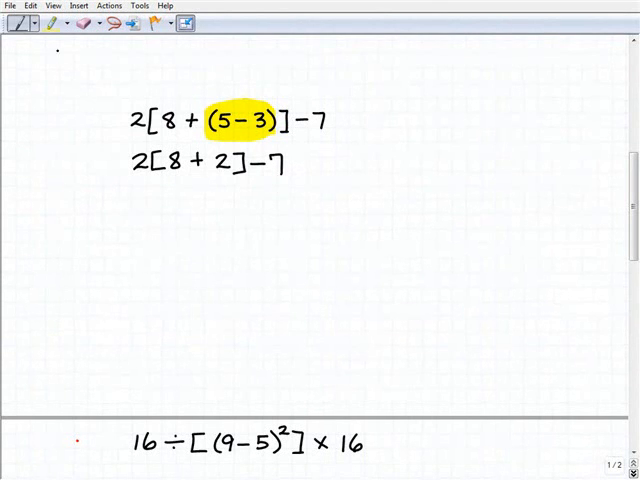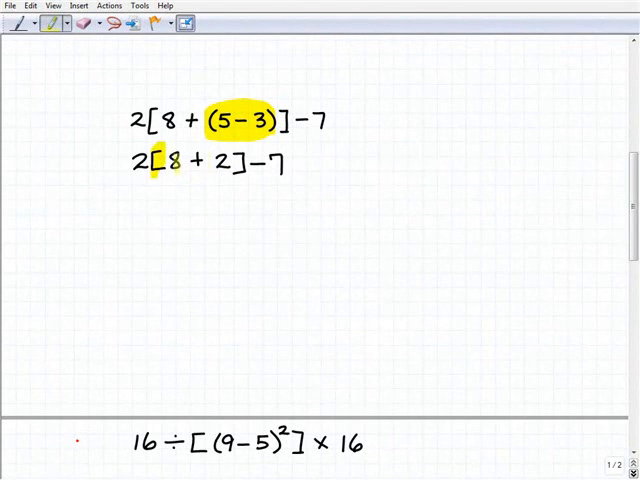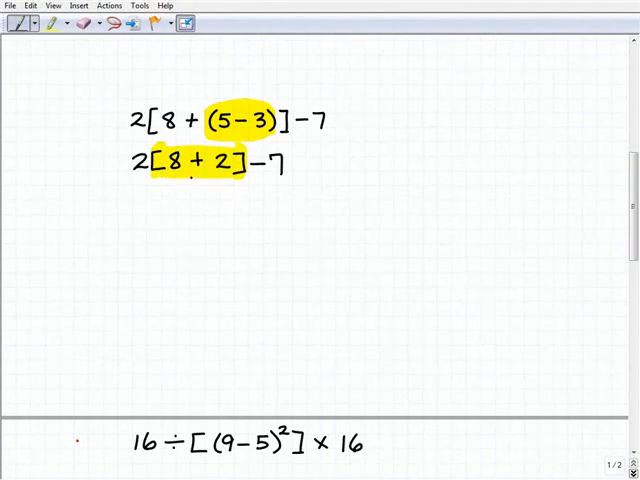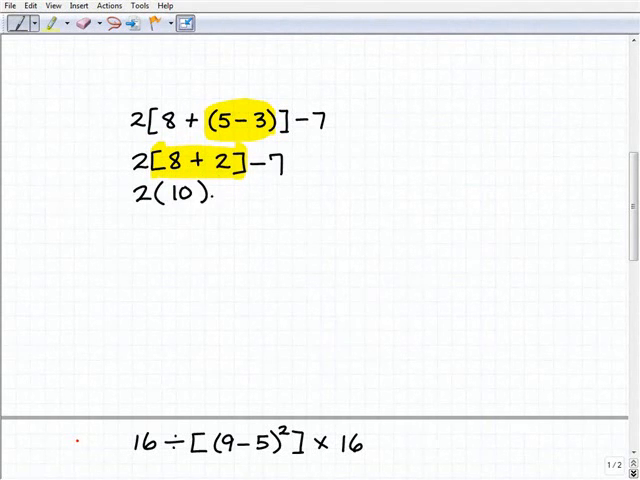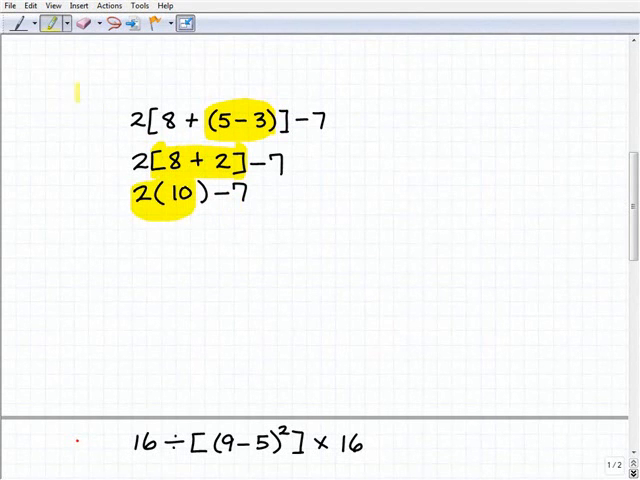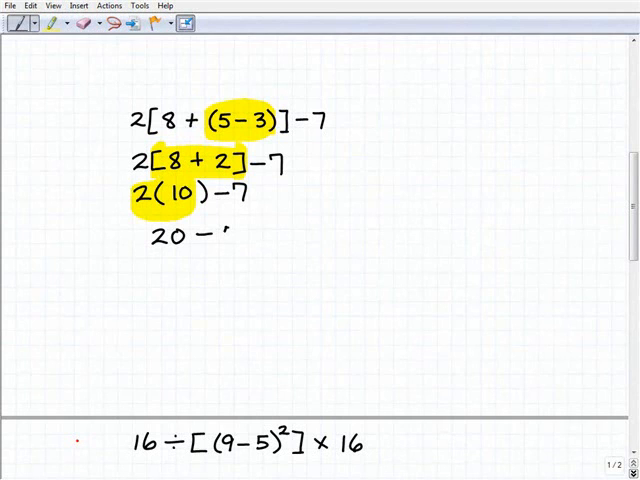Now I'm looking for any more grouping symbols or parentheses, and I have them. These brackets are the same as parentheses. They mean the same thing in mathematics. So I'm going to work on what's inside of those brackets, and I have 2 times 10, since 8 plus 2 is 10, minus 7. So right here, this is multiplication, and then of course I have subtraction. And we know, according to PEMDAS, that multiplication comes first. So now I have 20 minus 7, and of course that is 13.